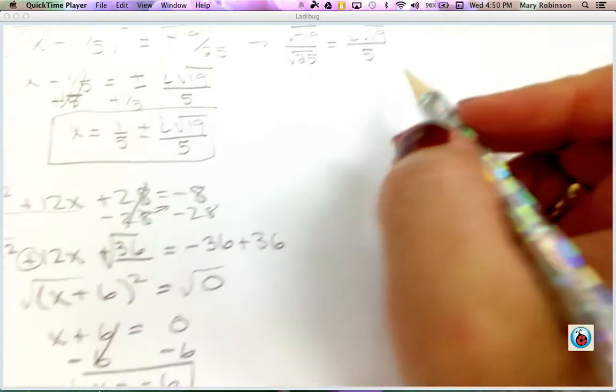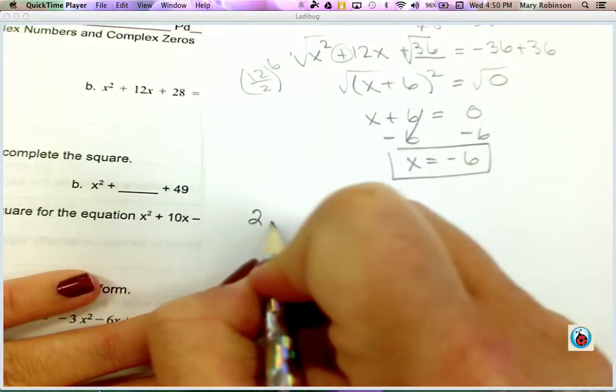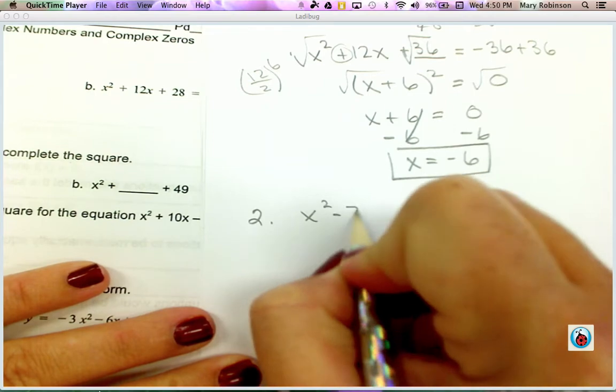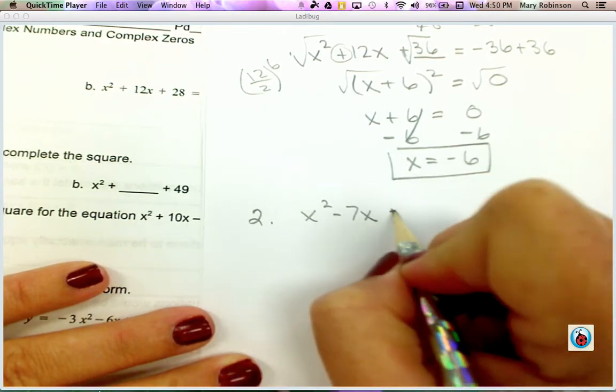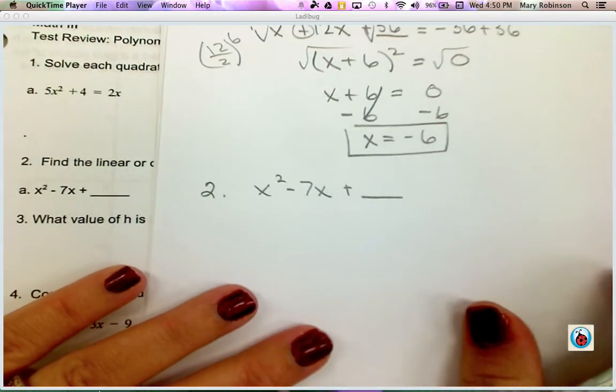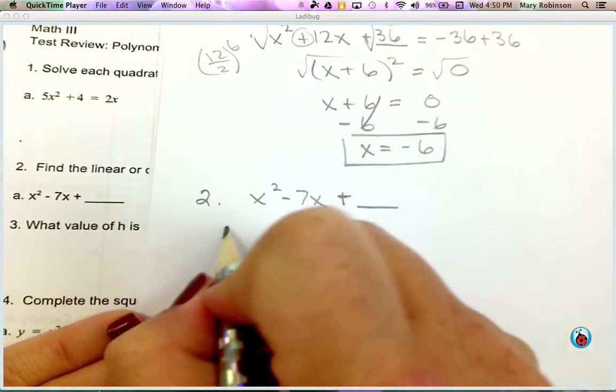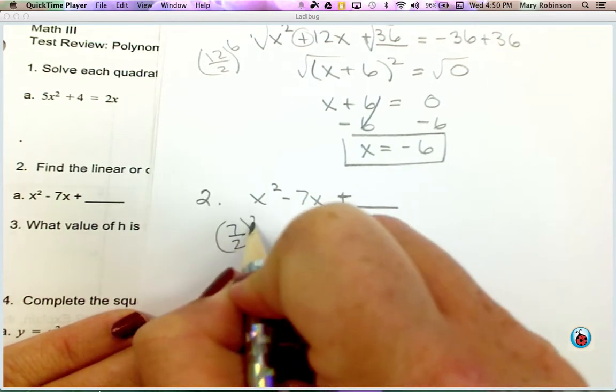Now for 2, you are asked to find the linear or constant term that would complete the square. So for number 2, if I want to figure out what number goes in this blank, similar to what I did with number 1, all I have to do is take half of b and square it.